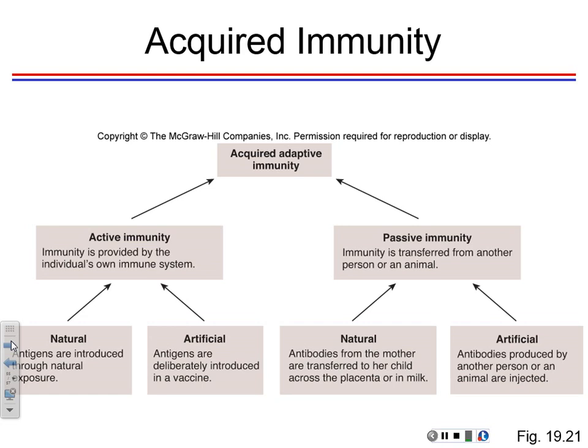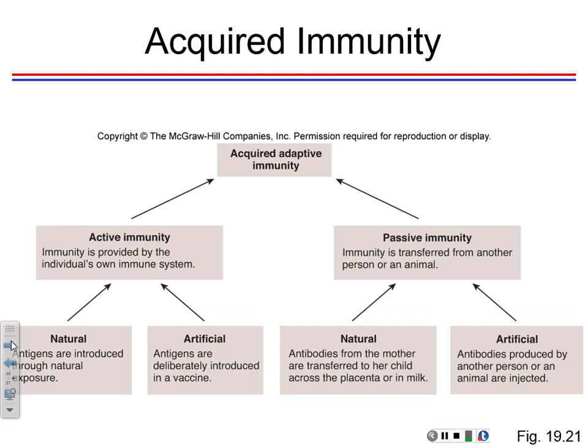And then of course for passive, natural is through the mom. We said the IgG passes through the placenta, and then of course through milk, colostrum. The first milk has got antibodies, so that's passive. You're already getting ready-made antibodies. And artificial, you can inject, like if you get bitten by a rabid dog, what happens? They give you injections of antibodies over a long time.